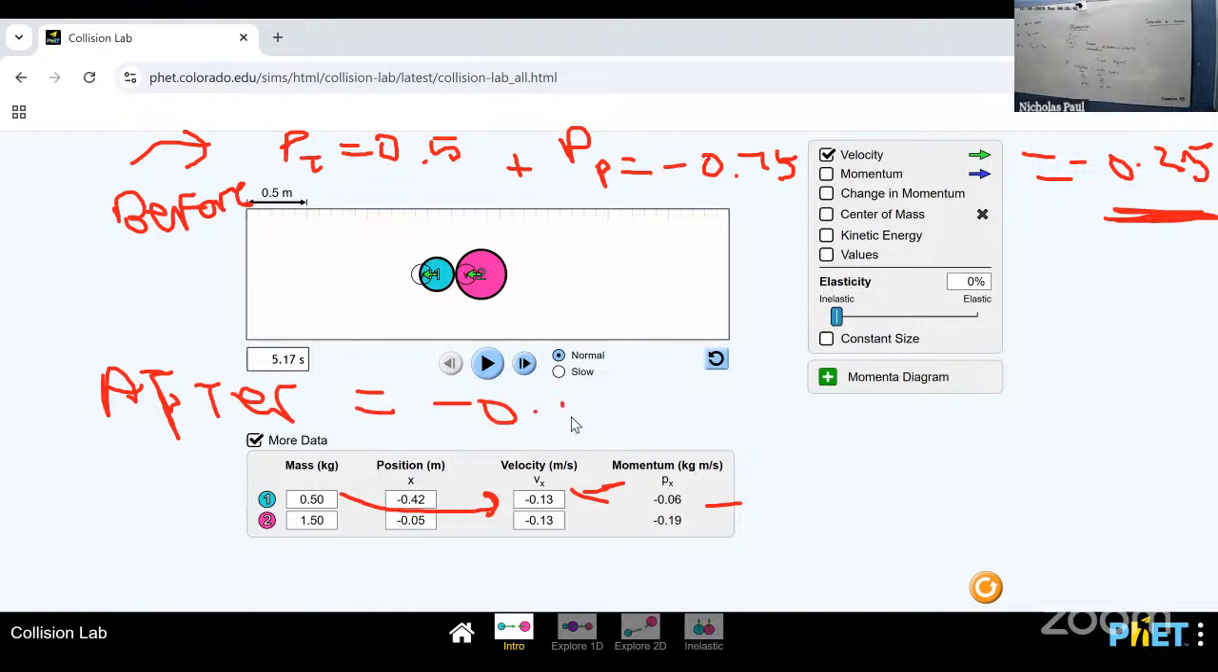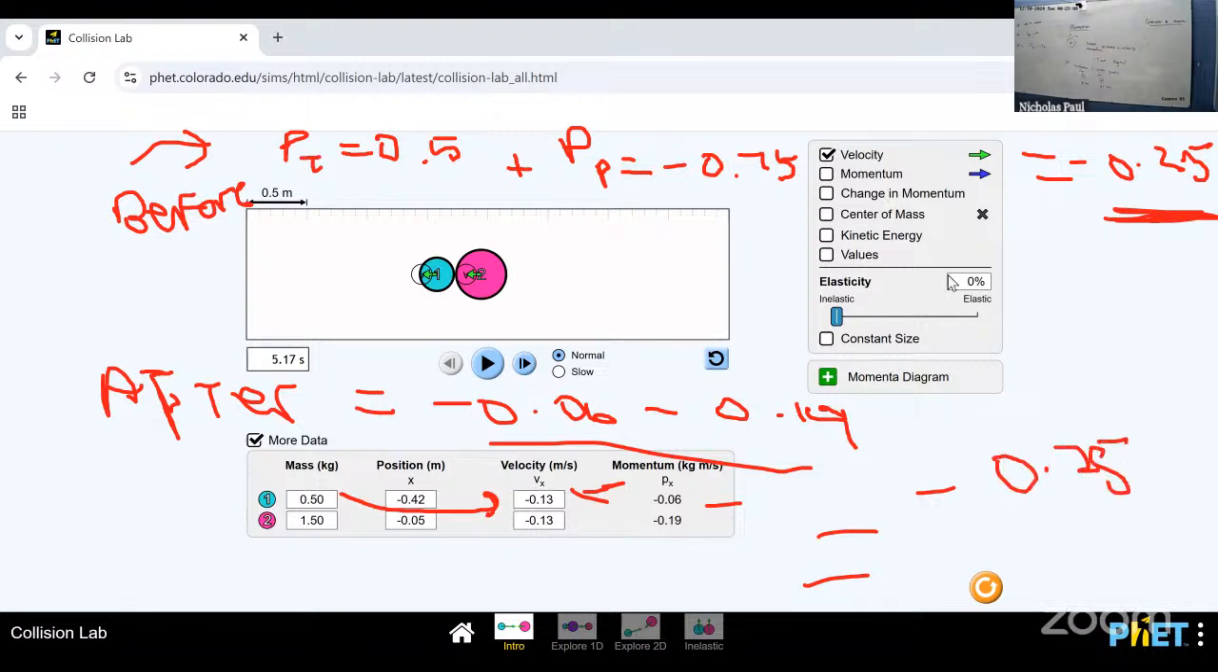Minus 0.06. And the momentum of the pink is also minus 0.19. Okay? Add them up, and you will get minus 0.25. What does that say? That says that the momentum before equals the momentum after. You see that? So that's the principle of conservation of momentum.